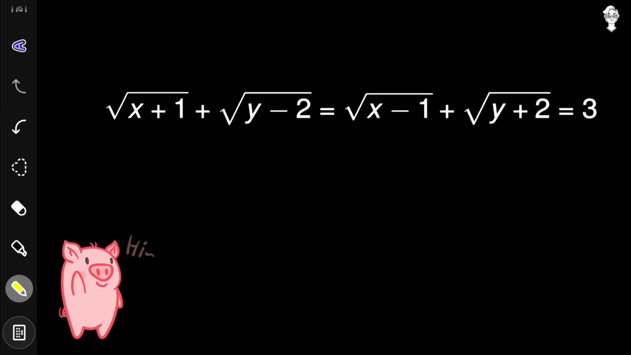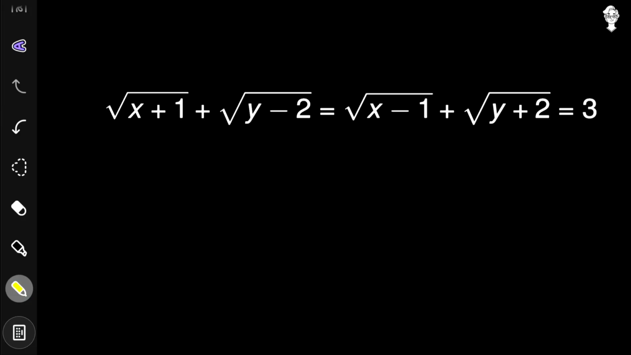So today we have a nice algebraic question. It has been given that if square root of x plus 1 plus square root of y minus 2 equals square root of x minus 1 plus square root of y plus 2 equals 3, solve for the value of x and y in the real plane. So let us see the solution. How can we solve for this?